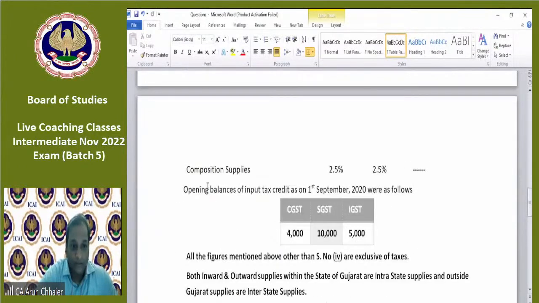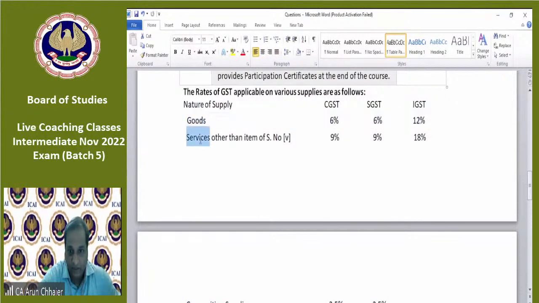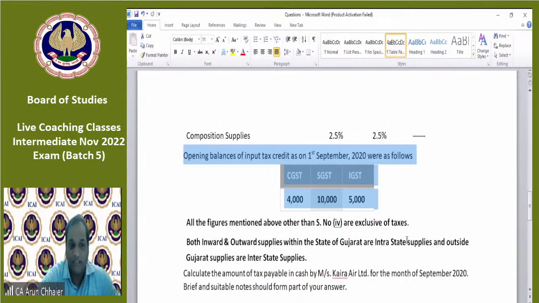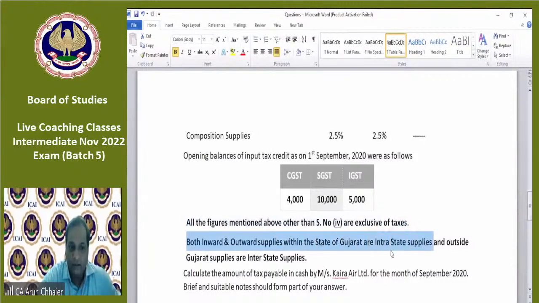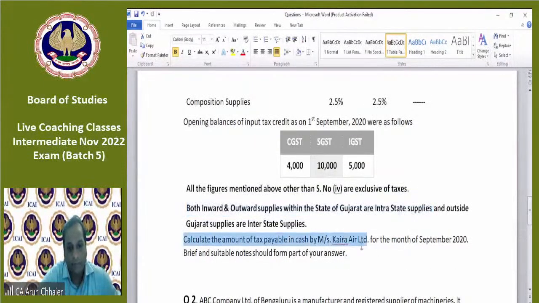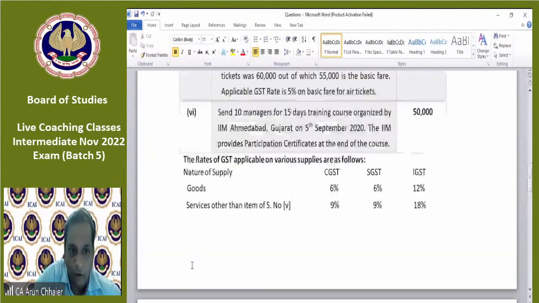Now, what is the next point? For the composite supply, the tax rate is 5%, and goods are 12%, services 18%. Opening balance of the ITC is 4,000 CGST, 10,000 SGST, 5,000 IGST. All the figures above, other than 5, are exclusive of tax. Both inward and outward supplies within the state are intrastate and outside the state are interstate. Calculate the amount of tax payable in cash by the particular firm for the month of September. I will provide the answer also. So almost we have discussed this question.